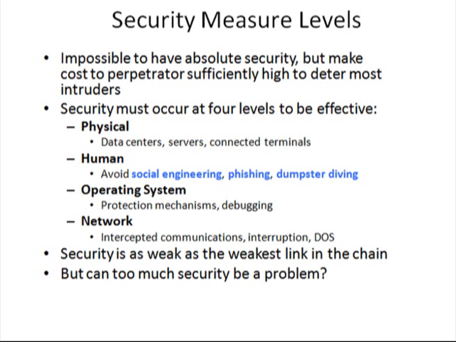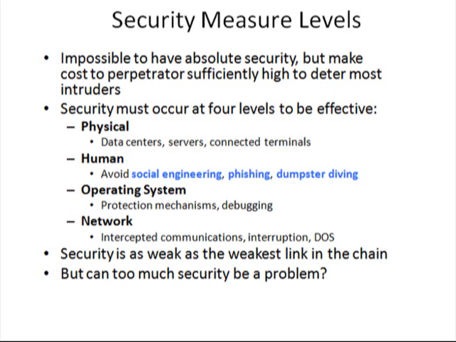Now the security must occur at 4 levels generally to be more effective. It can occur at the physical level, that means physically at the places where the modification might occur or the attacker might be present. This can be data servers or connected terminals and other servers. Then another level could be human, that is the humans themselves causing a problem. So social engineering needs to be avoided. Also, the humans need to avoid phishing and dumpster diving.